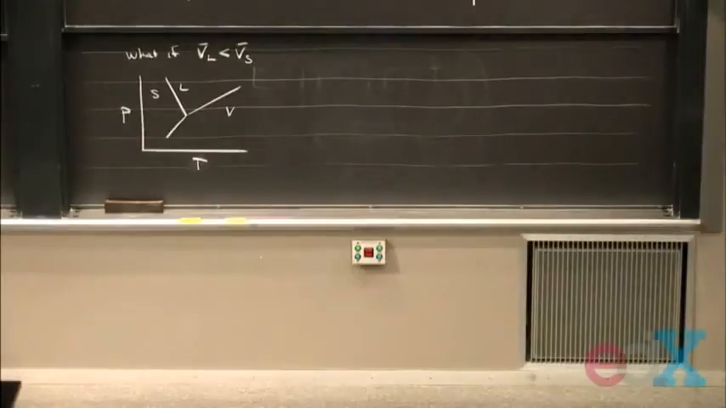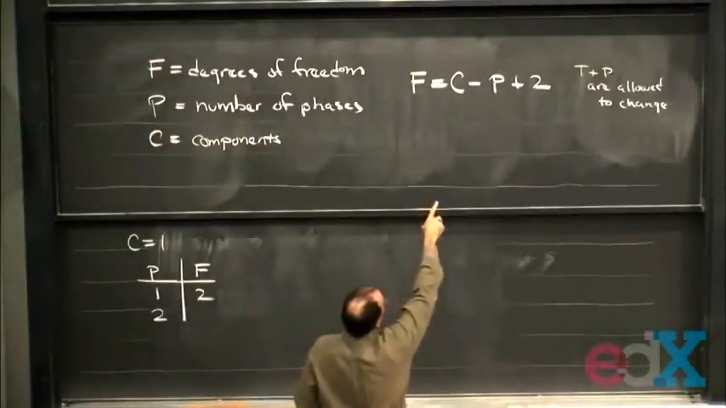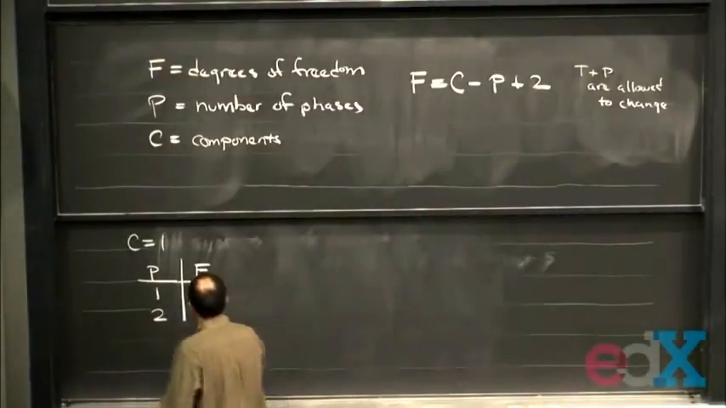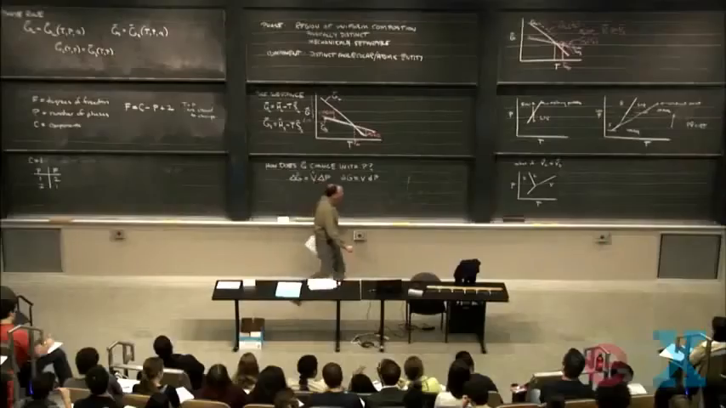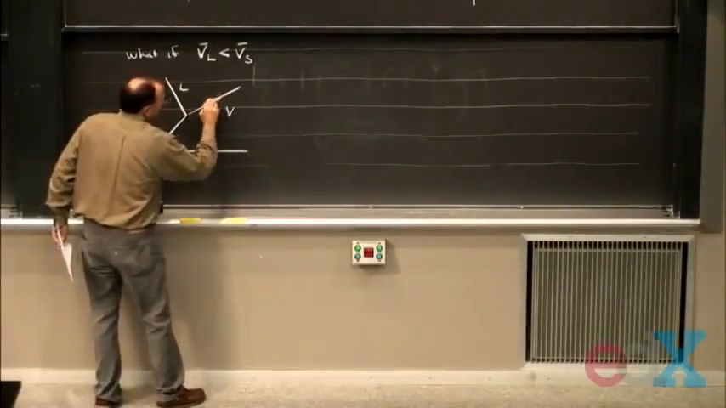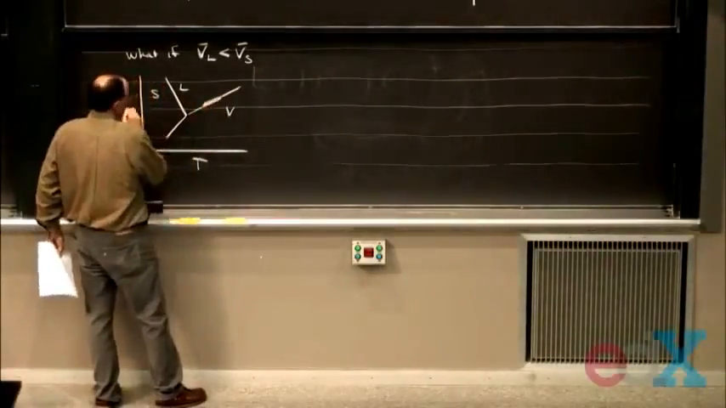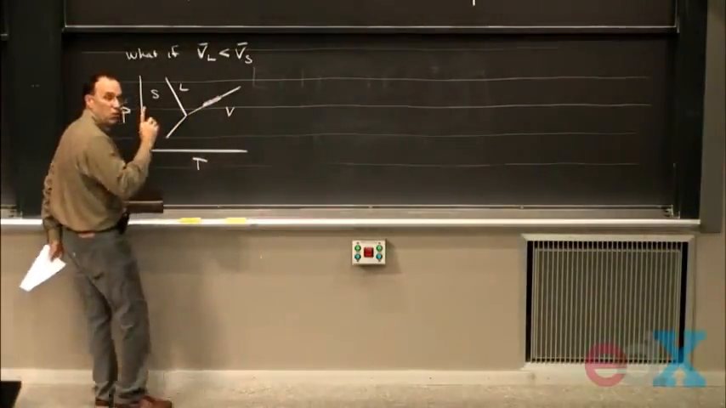Let's say I have 2 phases. Well, I put in the 2 there. It's 1 minus 2, that's minus 1, plus 2, that's 1. I only have 1 degree of freedom. So that's like a point on one of these lines. A point on one of these lines means if I change the temperature, if I still maintain 2 phases, the pressure changes. Only 1 degree of freedom.